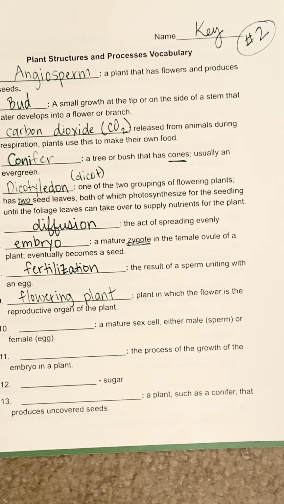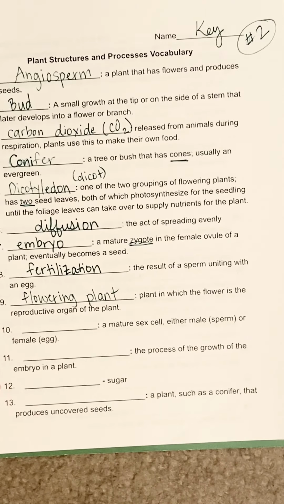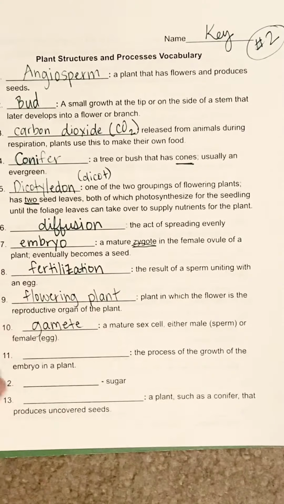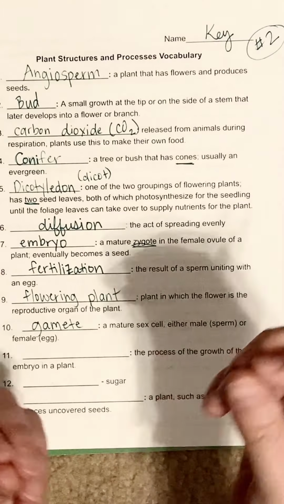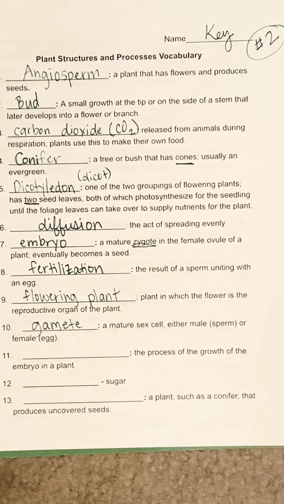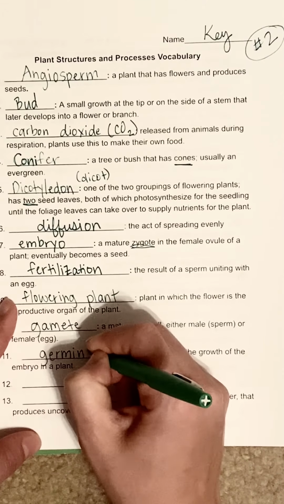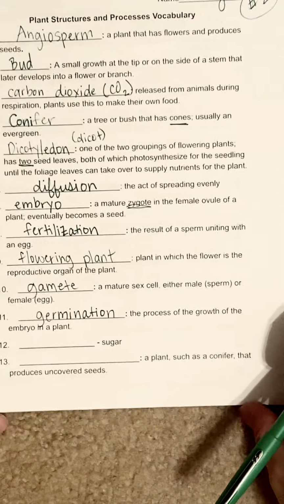Number 10, a mature sex cell, whether it's the male sperm or the female, which is the egg, that's going to be called the gamete, G-A-M-E-T-E. The key for fertilization is you have to have 1 male and 1 female that come together. Okay, but each separate sex cell is called the gamete. Number 11, the process of the growth of an embryo in a plant is called germination. When it germinates, that just means that the plant is beginning to grow. That's a good thing, especially if you're a gardener.